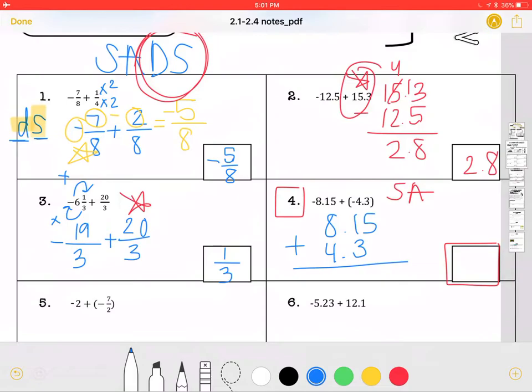As a placeholder, this 5 doesn't have anything under it. I can add a 0 there. So now we're just adding. Hopefully, when you added, you got 12 and 45 hundredths. Last thing to decide is whether or not your answer is positive or negative. Hopefully you're remembering our rules. If they have the same signs, we add them, but then we keep that same sign. So our answer should be negative 12 and 45 hundredths.